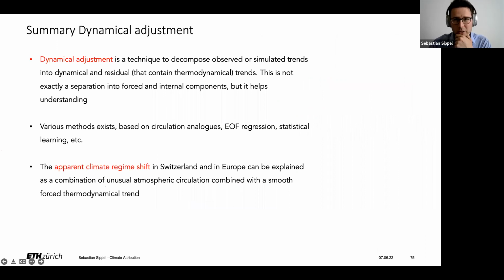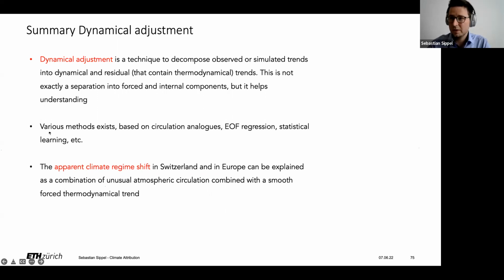So this dynamical adjustment is a technique that's basically in the realm of detection attribution, where the idea is to decompose observed or simulated trends into their dynamical part and a residual part, where the residual part is thought to contain the thermodynamical trends. Of course, it may also contain other things. So this is not exactly a separation into forced and internal components, because there may be a forced part in the dynamical signal, and there may be internal variability in the thermodynamical signal. But I would argue that it does help our understanding and our interpretation of climate trends on a regional scale, because we can separately argue about thermodynamical and dynamical components of change.